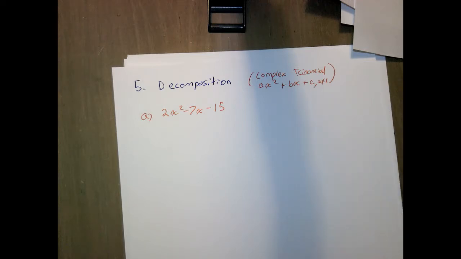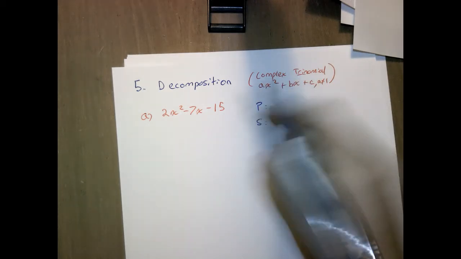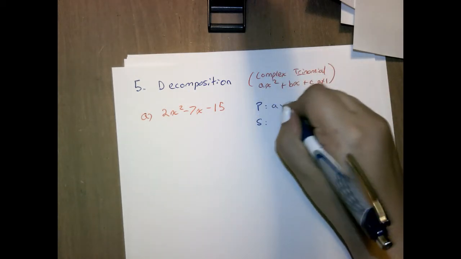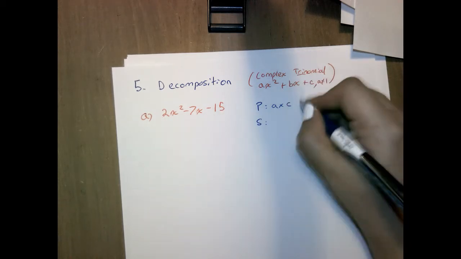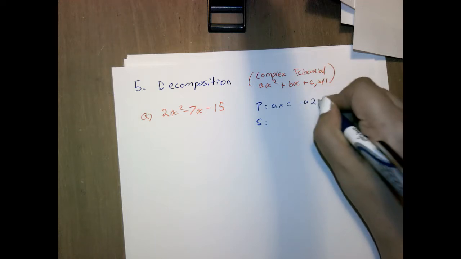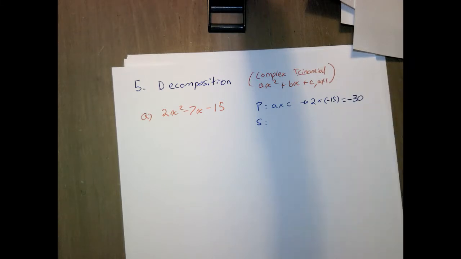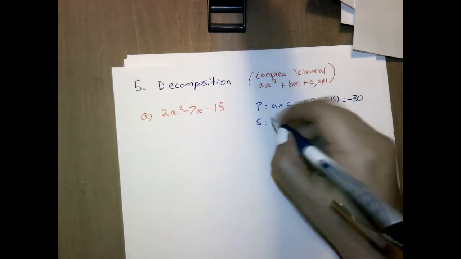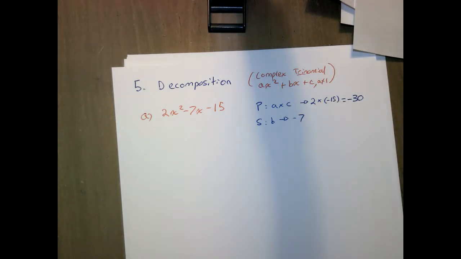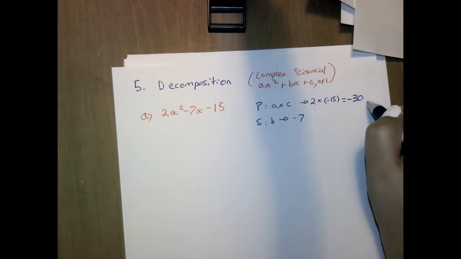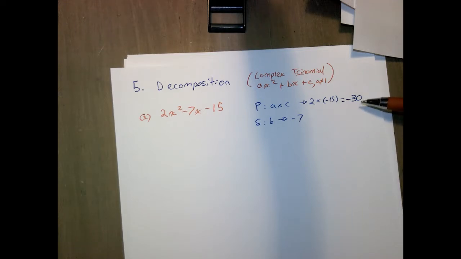But we still start off looking for a product and sum. Only this time, we're going to be multiplying our a term times our c term for our product. So we're going to be looking for a product of 2 times negative 15, and that is a negative 30 product. And we're going to look for a sum of our b term, which in this case is negative 7. So we need 2 numbers that multiply to negative 30 and add to negative 7. So we can break negative 30 down into all of its factors.